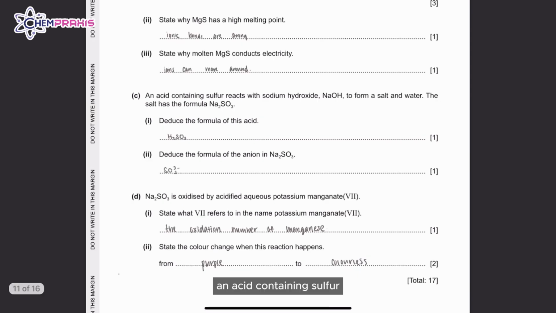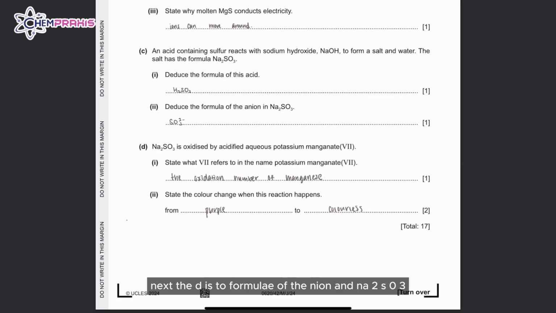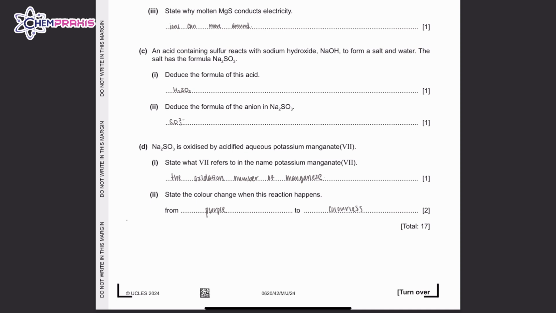An acid containing sulfur reacts with sodium hydroxide to form a salt and water. The salt has the formula Na2SO3. Deduce the formula of this acid. The acid's formula would be H2SO3. Next, deduce the formula of the anion in Na2SO3. The formula of the anion in Na2SO3 would be SO3 2-.